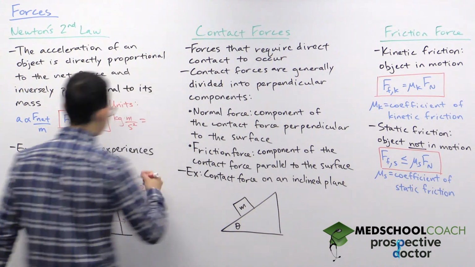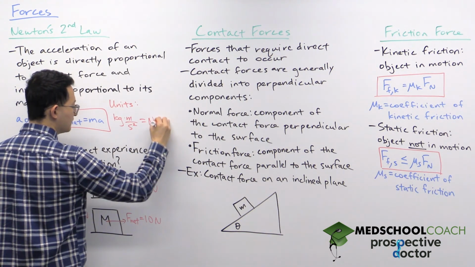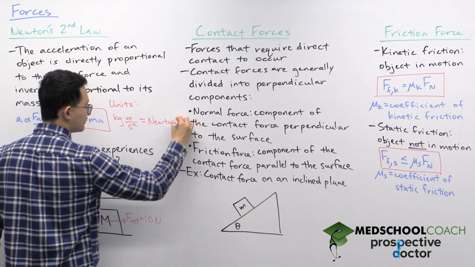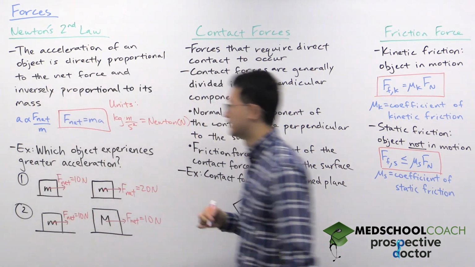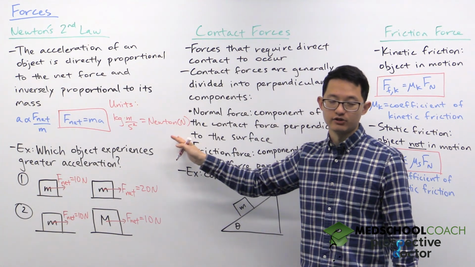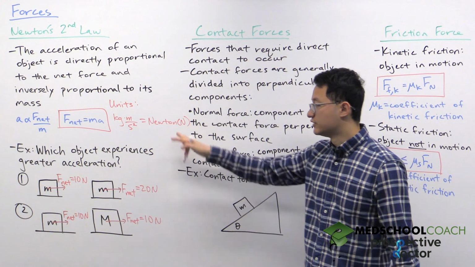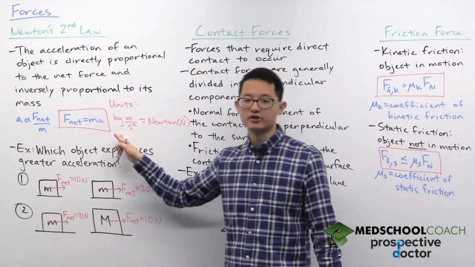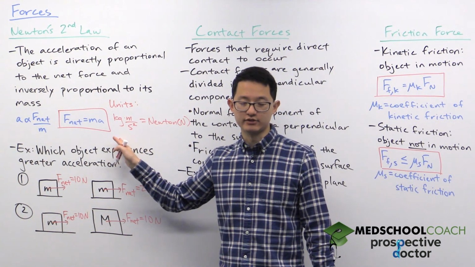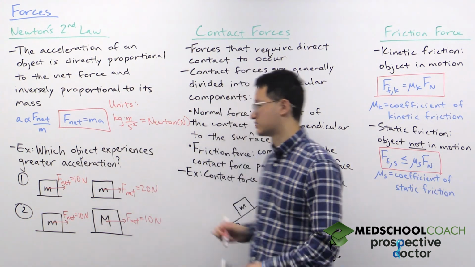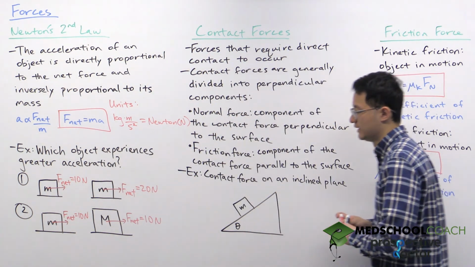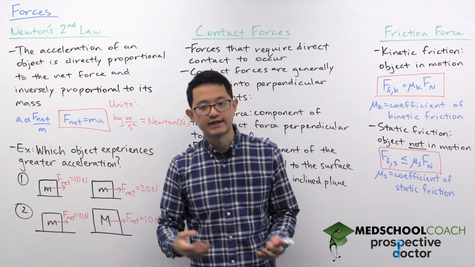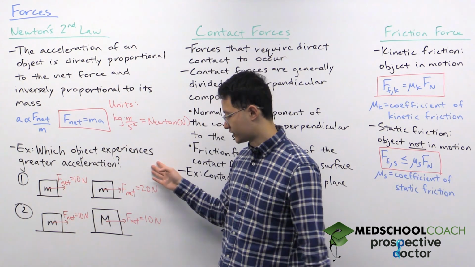And we actually call this a Newton. A Newton is denoted by the capital letter N. So you want to keep in mind what a Newton is in terms of the basic SI units, kilograms, meters, and seconds here. All right, so to better understand Newton's second law, let's take a look at a couple of examples.